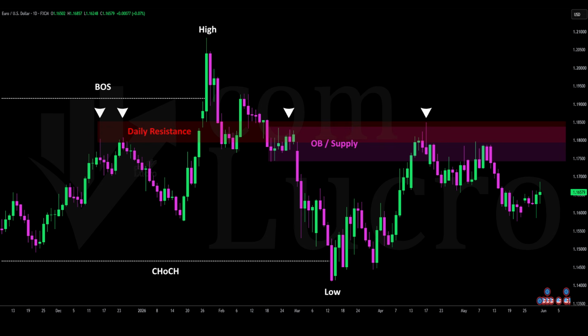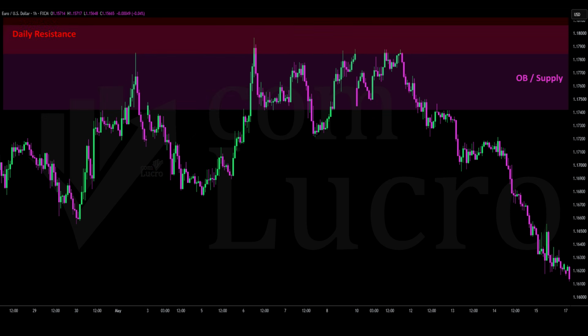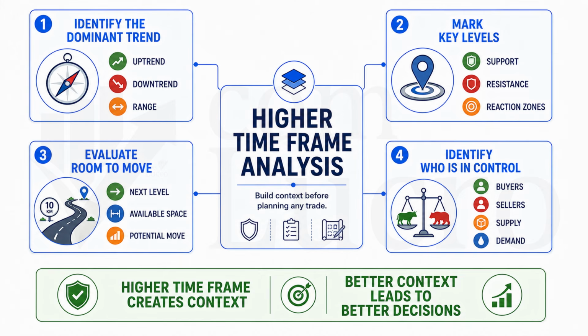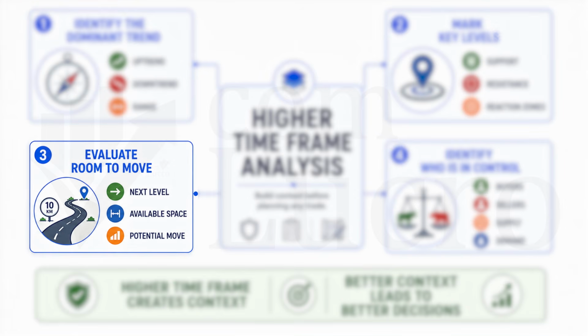Identifying these zones is important because the market is fractal. In other words, price behavior repeats across different time frames. A small reaction or structural shift on the daily or weekly chart can create a much larger movement on lower time frames. That is why, before taking any trade, we must always evaluate how much room price has before reaching the next important higher time frame level.